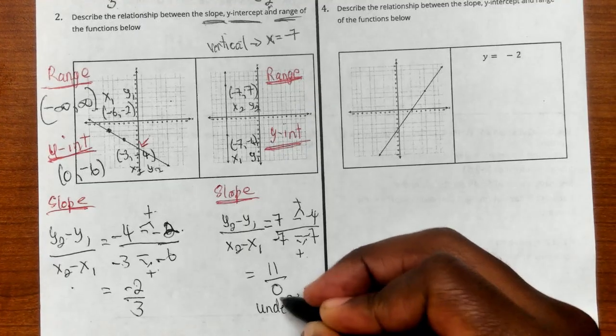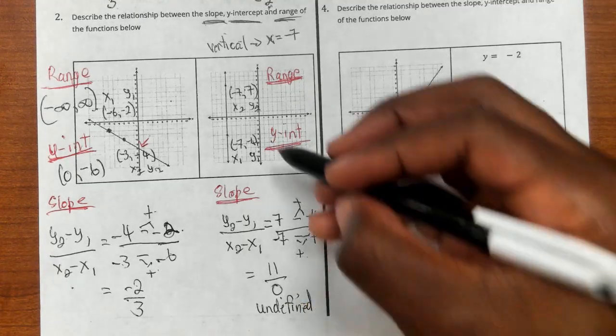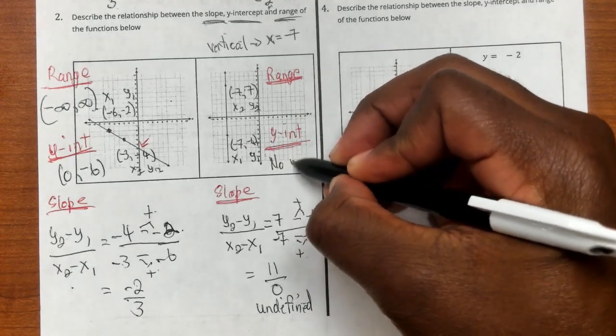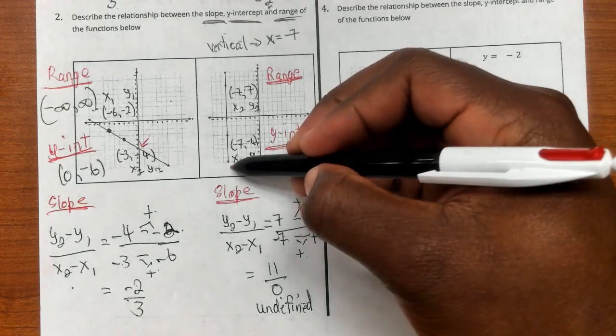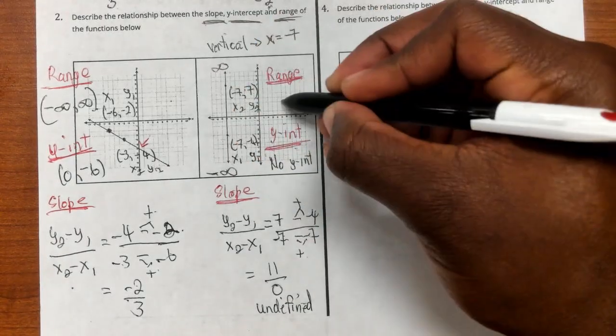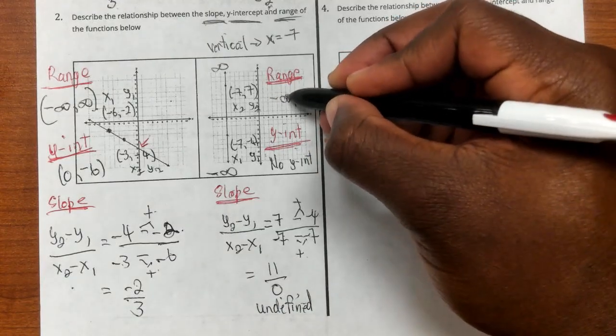So here we have no slope, and it doesn't cross the y-axis anywhere, so this has no y-intercept. But it does have a range, because it has an arrow all the way at the bottom, negative infinity, to all the way at the top, positive infinity. So it does have a range, negative infinity to positive infinity.